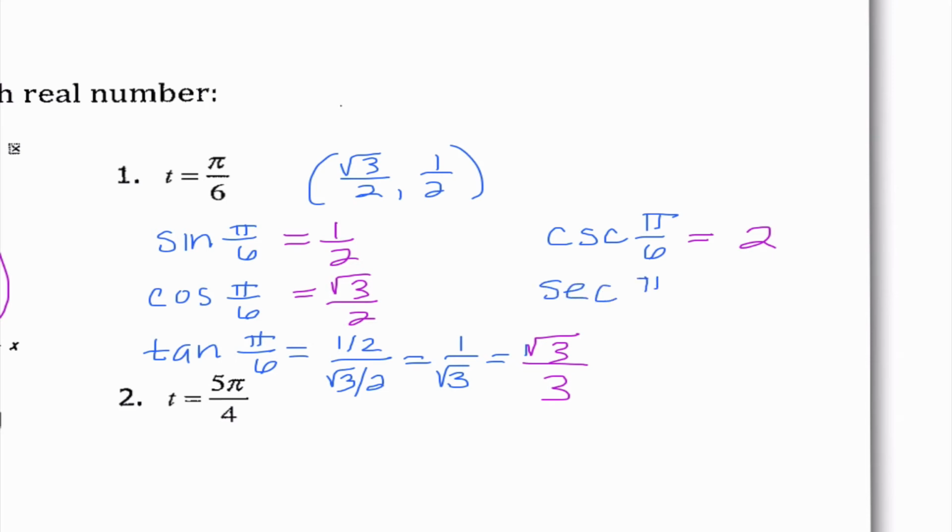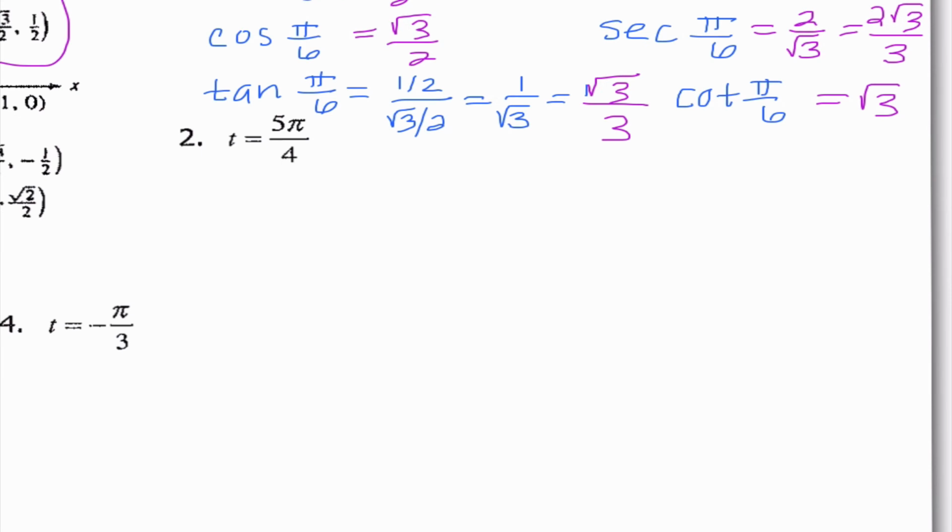Secant is the reciprocal of cosine. So I would get 2 over radical 3, which we know is 2 radical 3 over 3. And cotangent of pi over 6 is going to be the reciprocal of our tan value, so I just get radical 3. So once again, this is just based on memorization. We just need to have all those angles memorized.